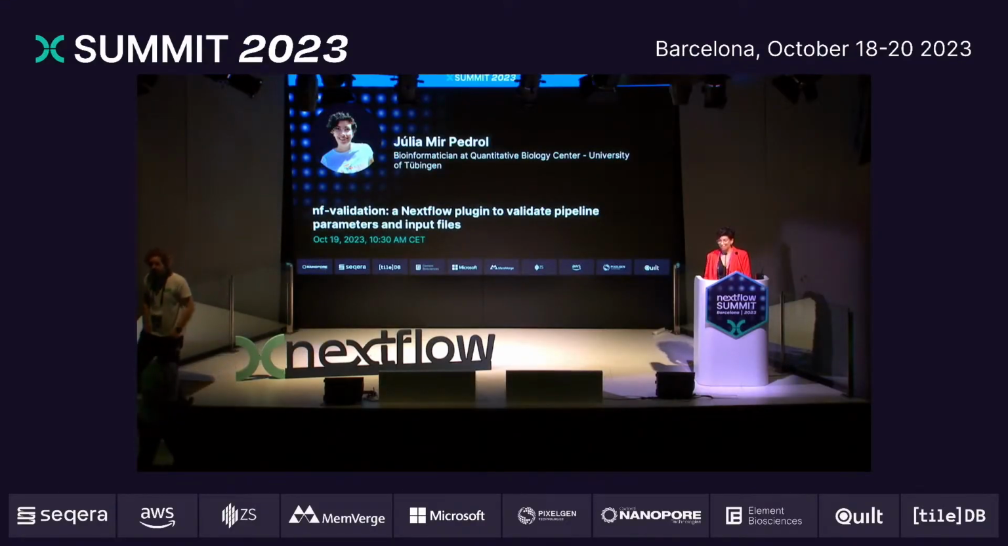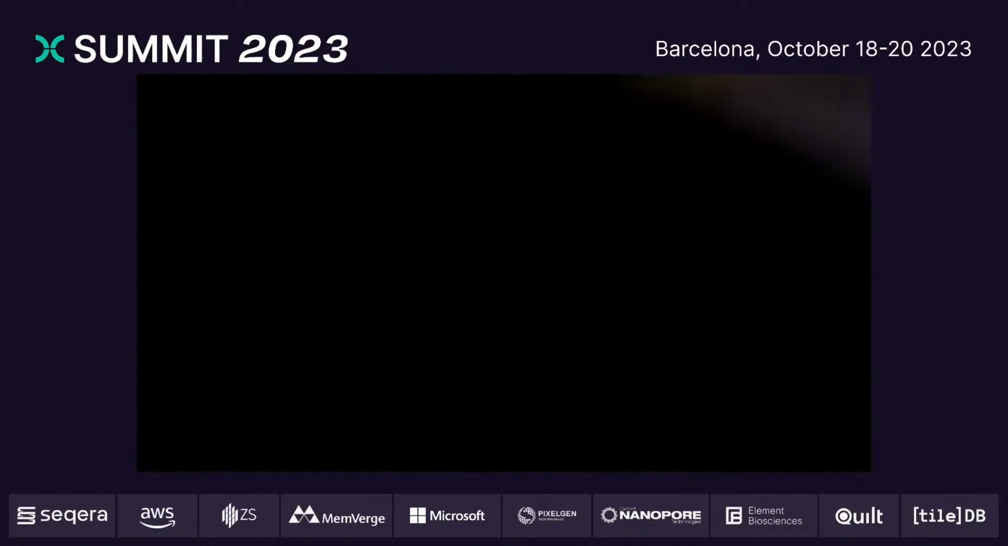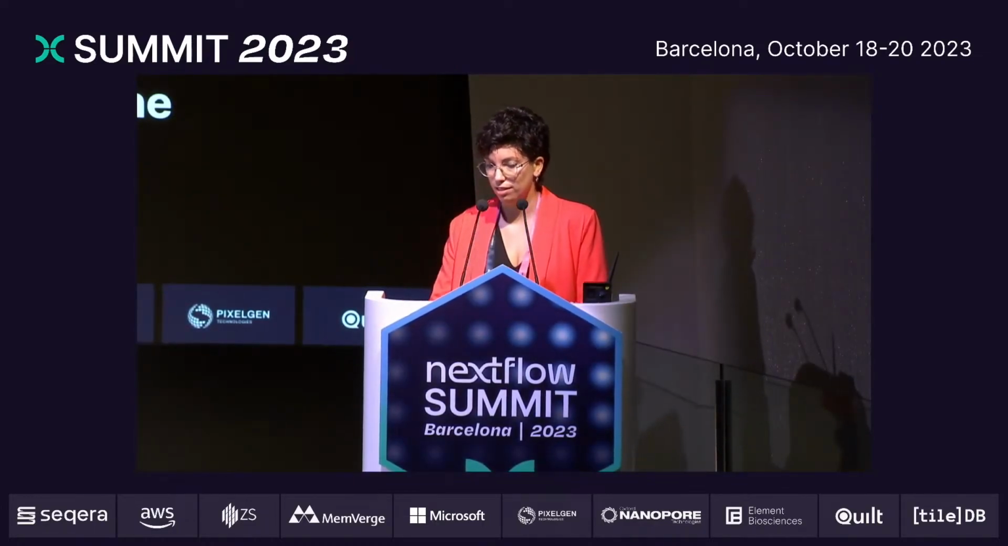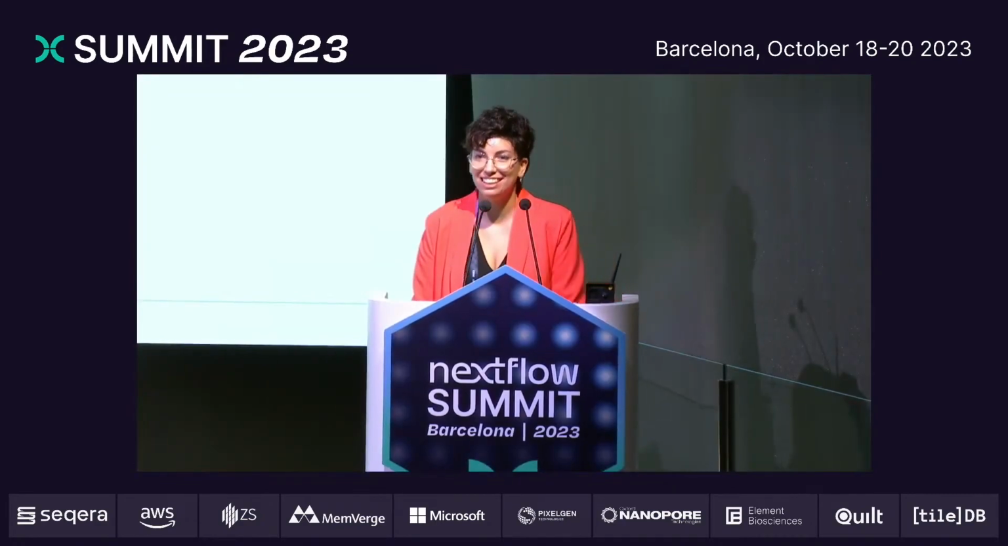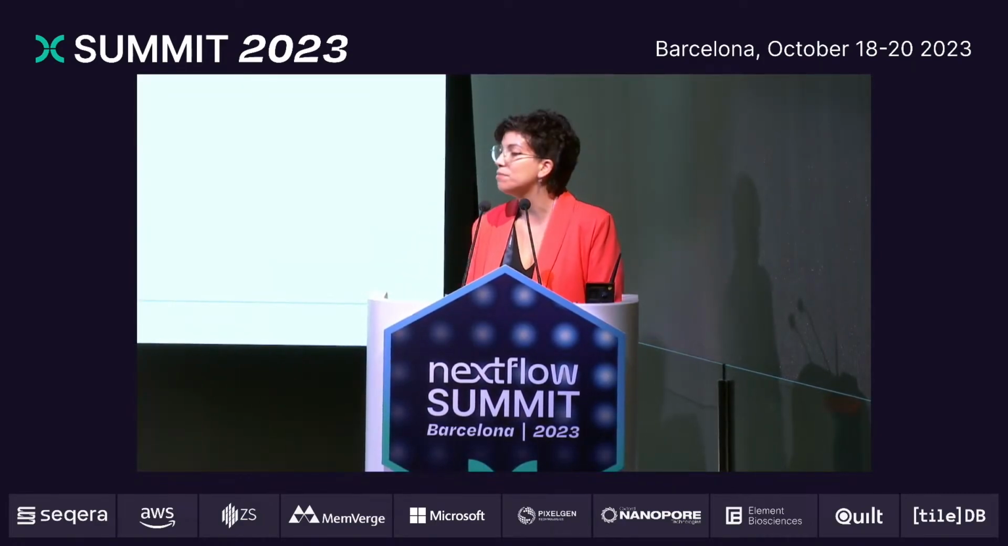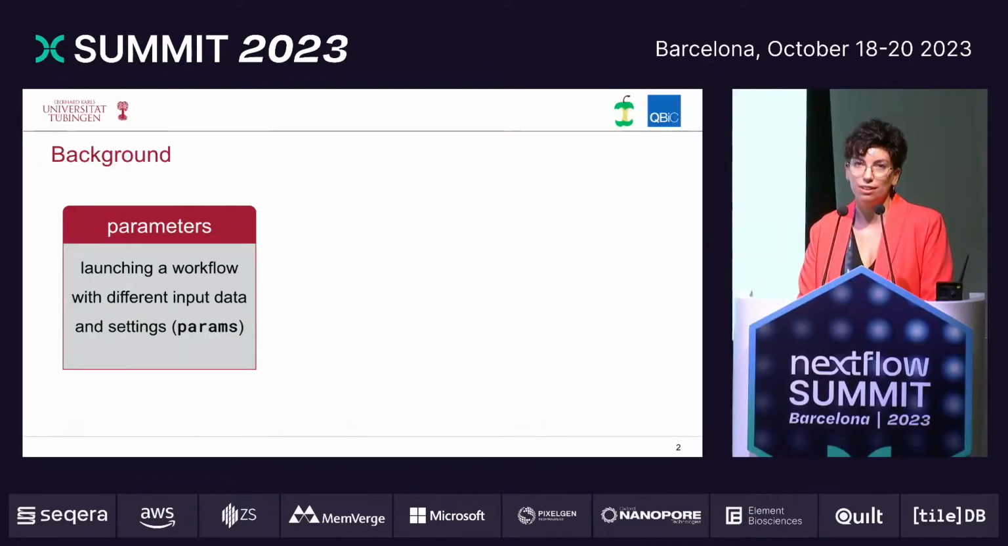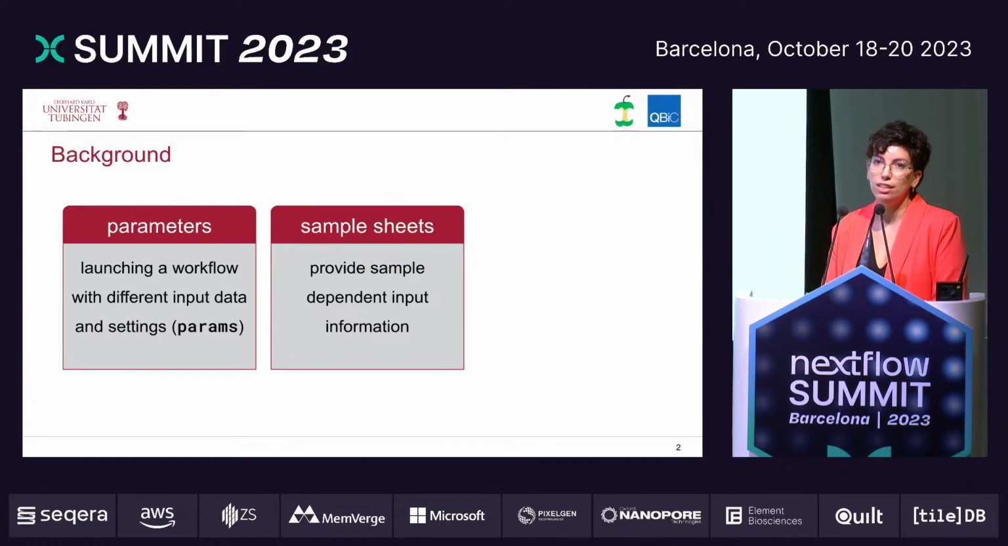So good morning, everyone. I'm Júlia, and I'm here to talk about how you can use the NF validation plugin for the validation of pipeline parameters and input files. So in Nextflow, we have this special variable called params, which is used to launch workflows providing different parameters or inputs and settings for every run. And also, it's very common to use a sample sheet. This is a file used to provide all the sample-dependent information, such as file paths, sample IDs, or other metadata.